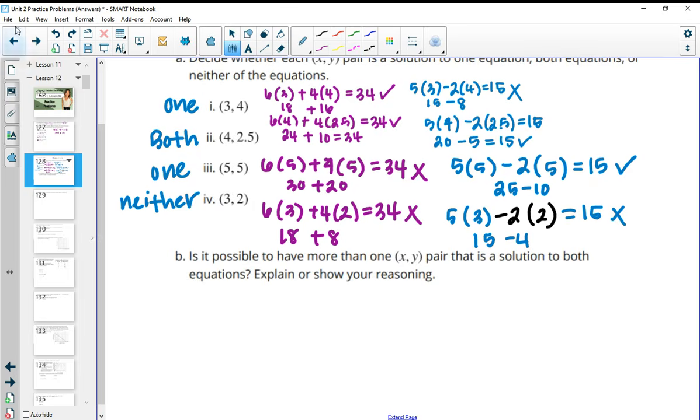So then, is it possible to have more than one pair of solutions to this system, and explain your reasoning? So this is not possible. So no.